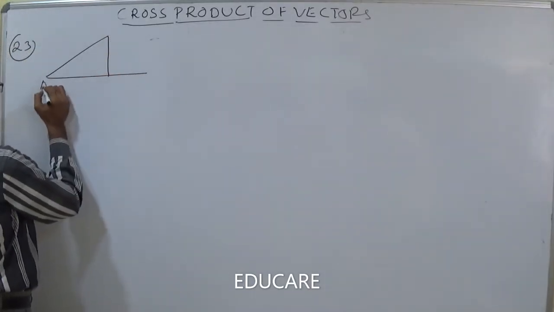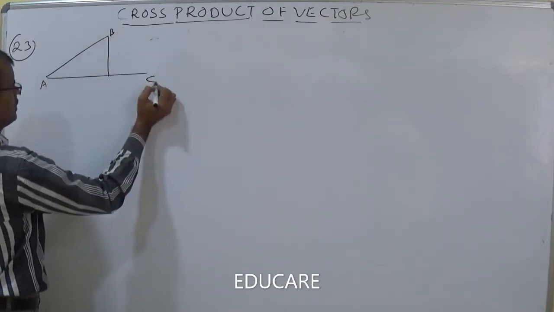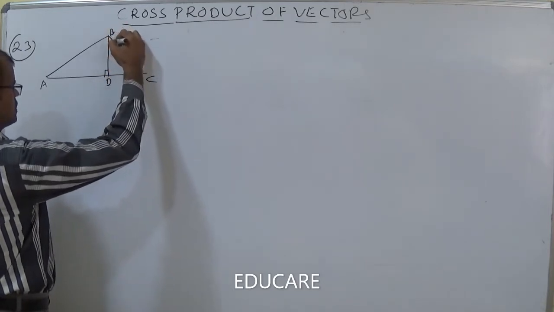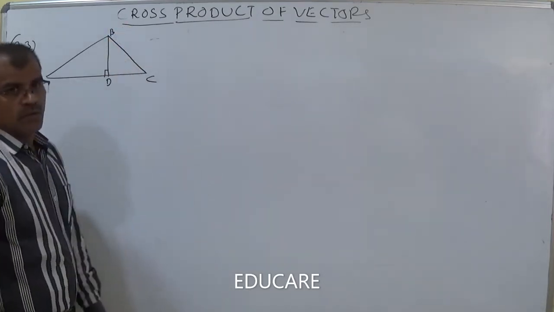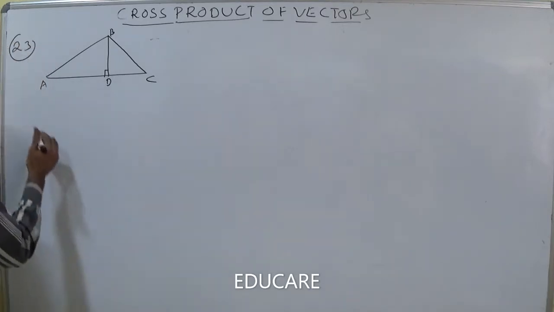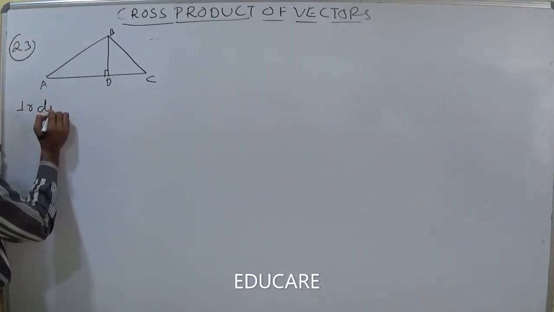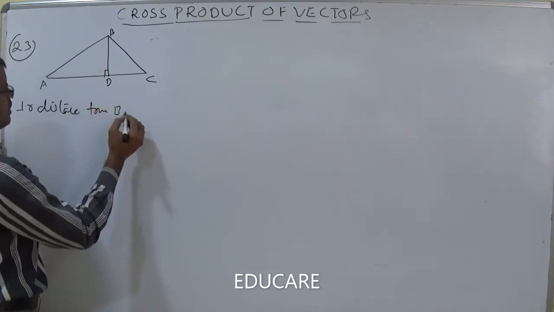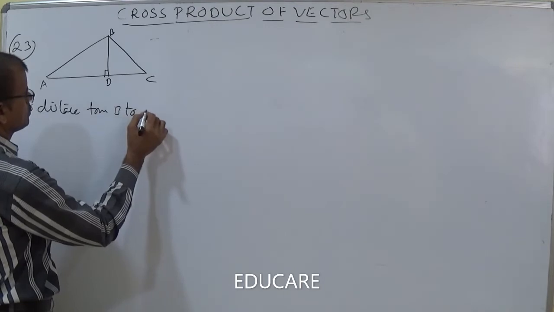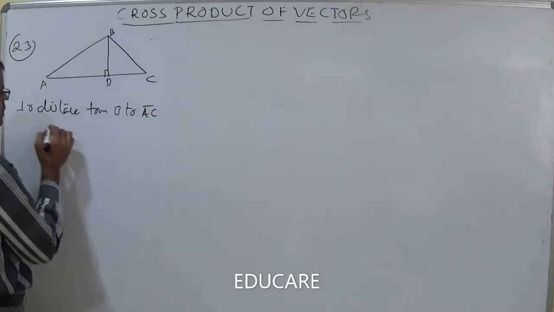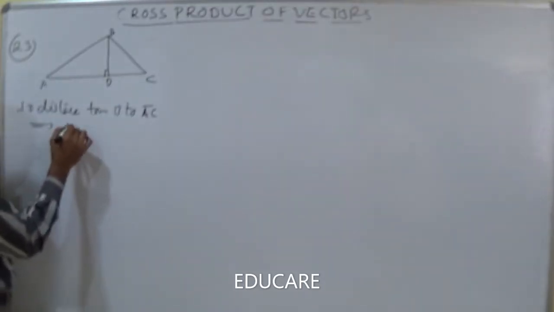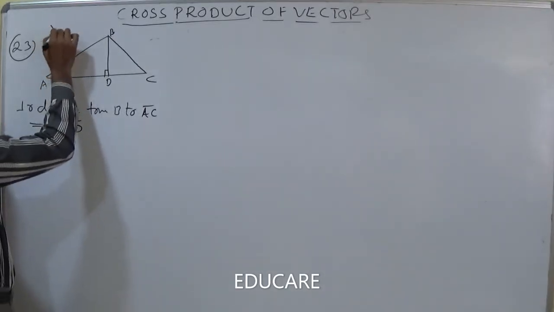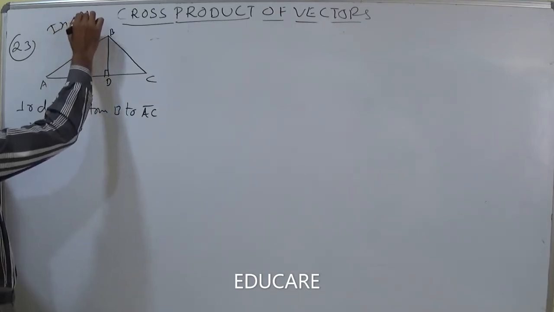Let the points be A, B, C, D. Using perpendicular distance from B to AC, that implies BD. I am discussing BD in triangle ABC only.